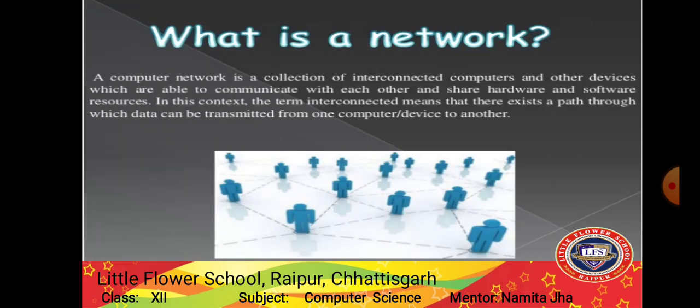So, what is a network? A computer network is a collection of interconnected computers and other devices which are able to communicate with each other and share hardware and software resources. In this context, the term interconnected means that there exists a path through which data can be transmitted from one computer or device to another.